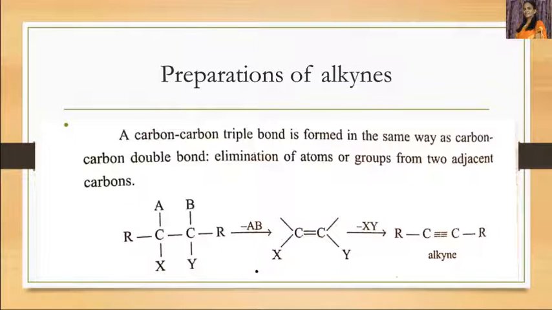Two sigma bonds are broken here and here, and a new pi bond is formed in between the two carbon atoms. Thus, an alkyne is produced. So, alkyne is obtained by the elimination reaction. Here four atoms or groups are eliminated to give two pi bonds. Two new pi bonds are formed.